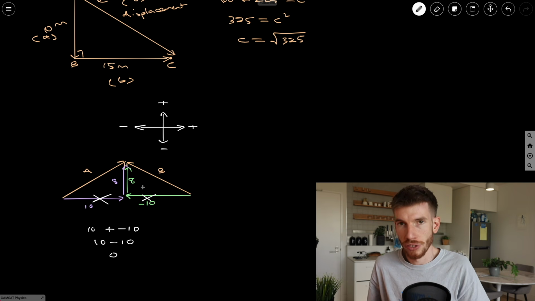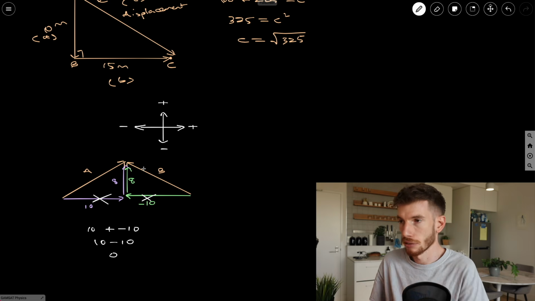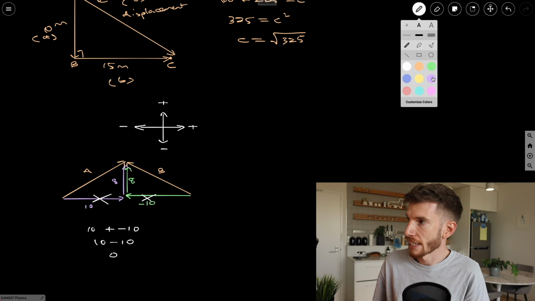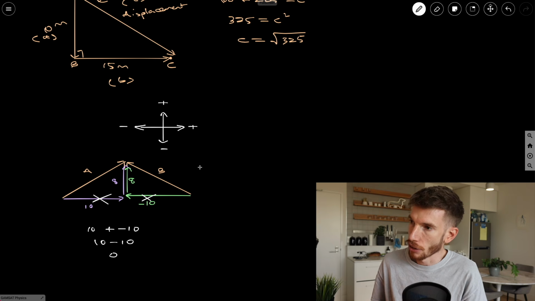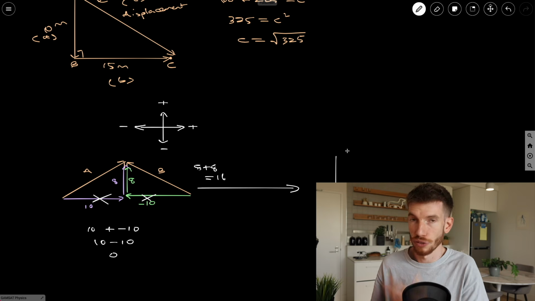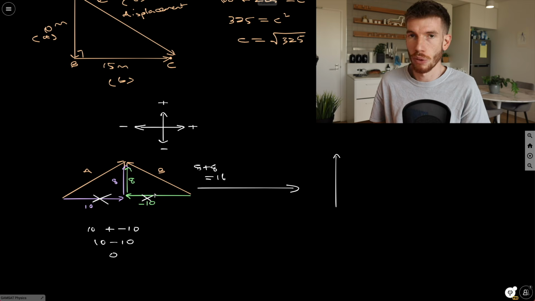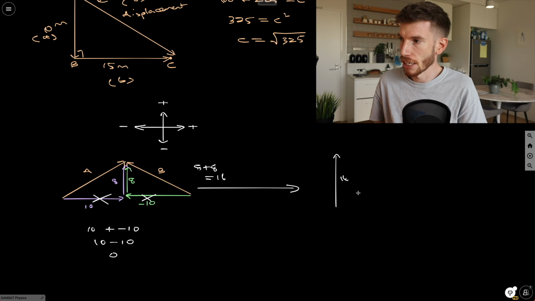What's going to happen with the verticals though from these orange vectors is they're going to add up because they're both moving in the same direction, right? So 8 plus 8, they're both in the positive direction. So 8 plus 8 gives me 16. And what that means is that the net vector, whether this is force or velocity or anything, is going to be upwards, and it's going to be quite a bit larger. It's going to have a value of 16 now.